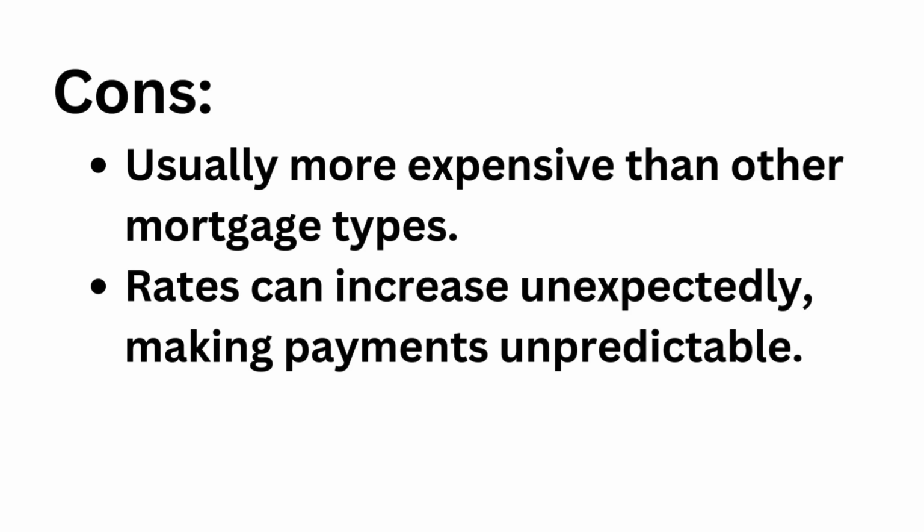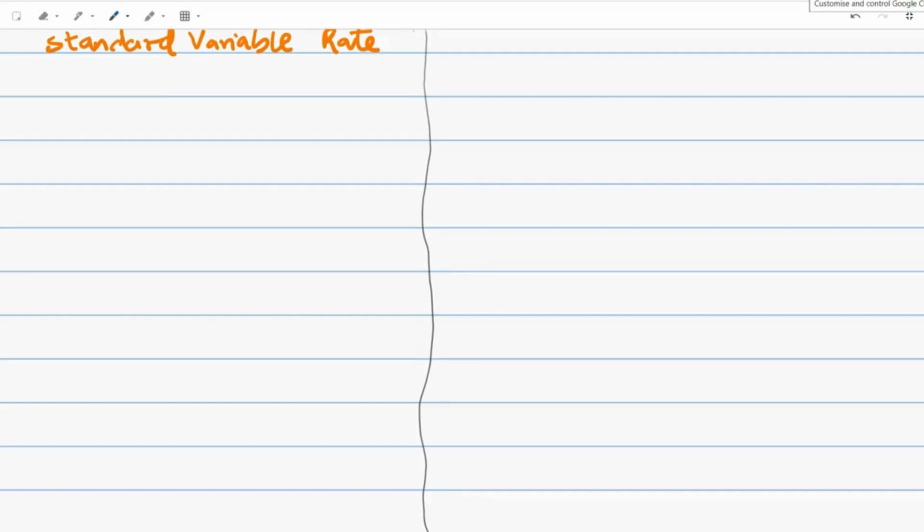And the cons? One, they're usually more expensive than other mortgage types. And two, rates can increase unexpectedly, making payments unpredictable. In this example, we're going to be looking at the standard variable rate. And as usual, we're going to be taking Ben as the person who's taking the mortgage.